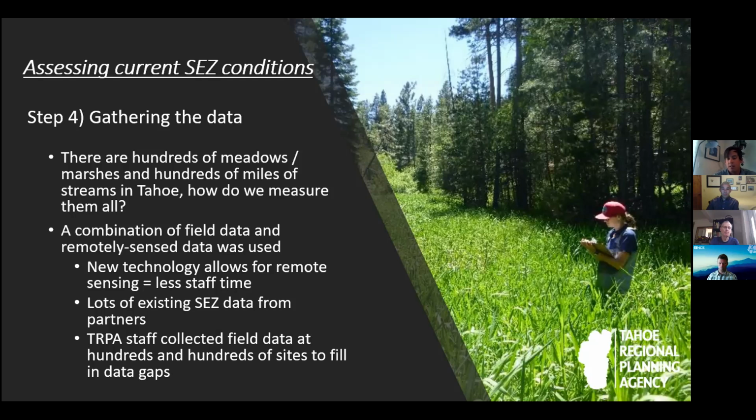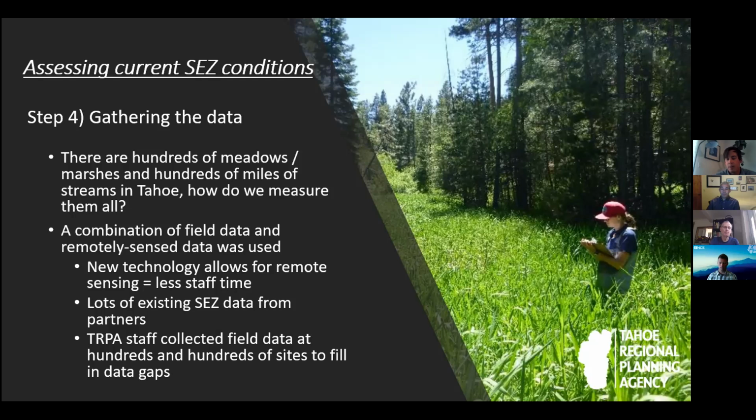The second part is there's also lots of existing SEZ data from partners. While there's a lot of sites that no one's really ever studied, there's sites that are really well known that have been studied throughout the years by the state parks or the Forest Service or the CTC. In those sites, we don't need to go out and duplicate efforts. We can just take their data where it fits into our indicators and use the existing data that's out there.